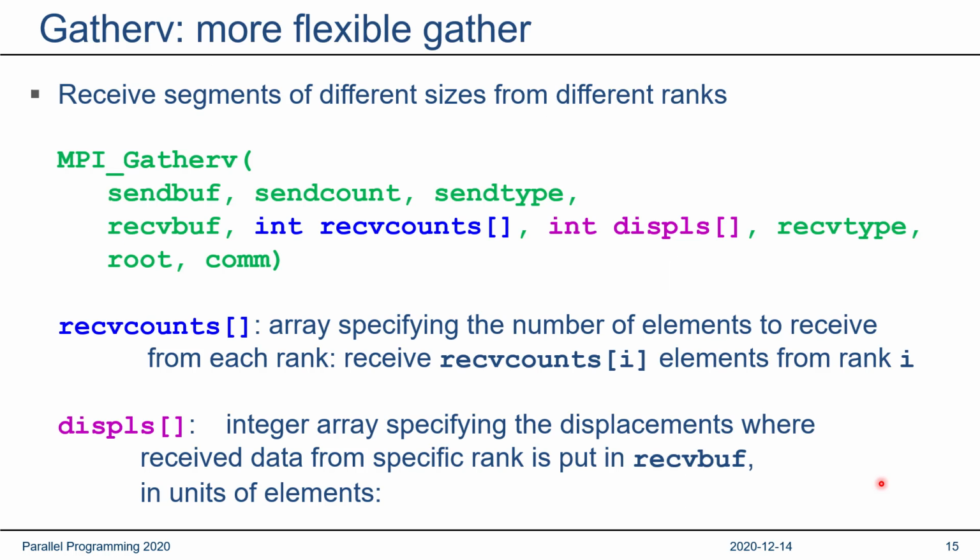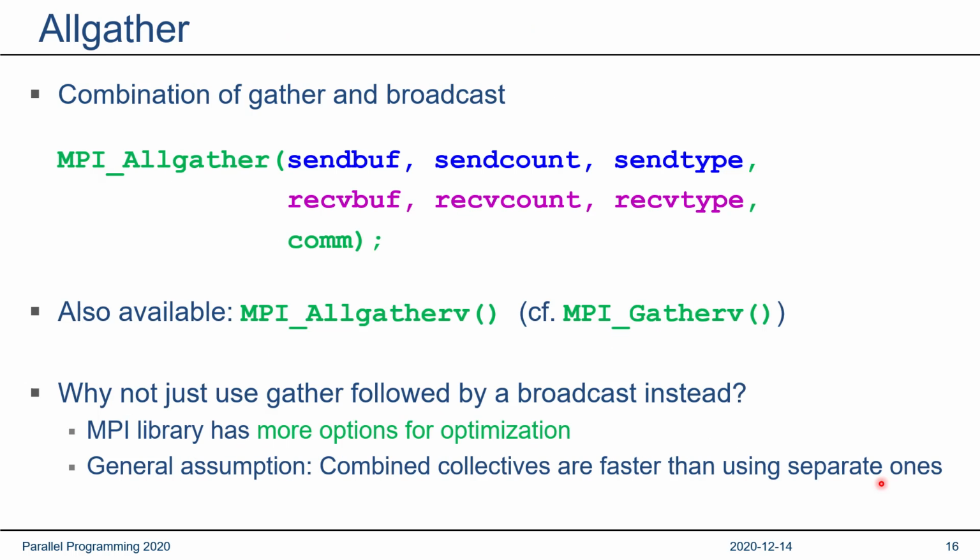If there's a scatter V, there should also be a gather V, and there is. Gather V is like a more flexible gather, and it's exactly the opposite of scatter V. It has a receive counts array that specifies the number of elements to receive from each rank. So receive counts of I is the number of elements to receive from rank I. Displacements is an integer array specifying the displacements where the received data from each rank I is put into the receive buffer in units of the elements.